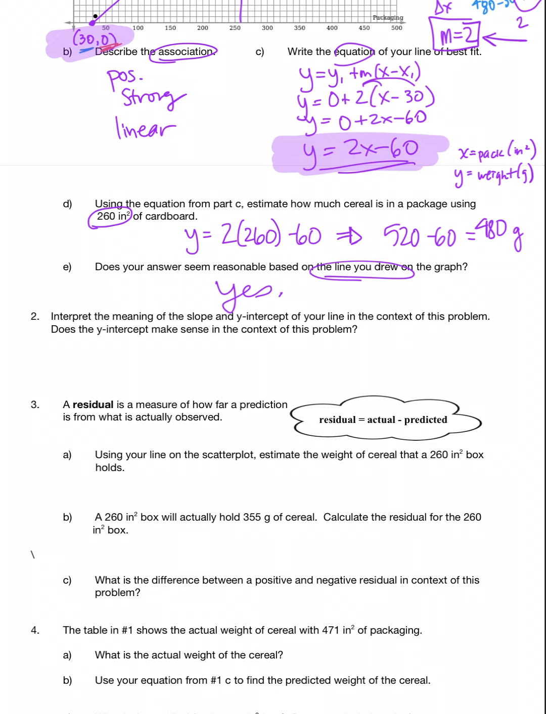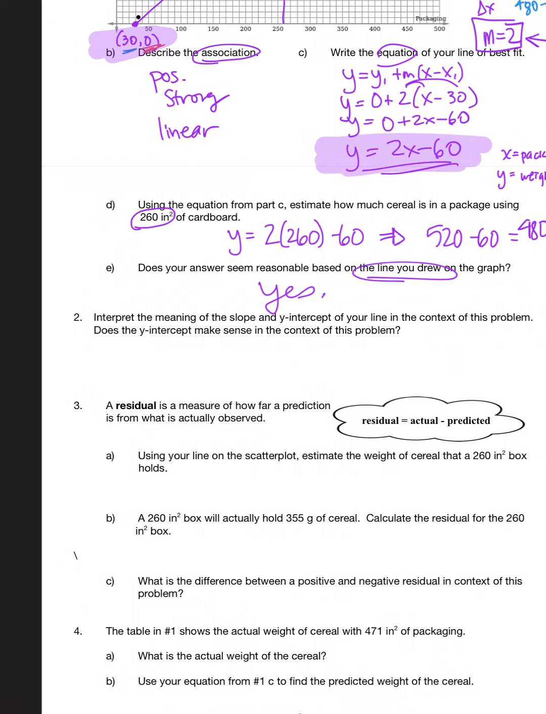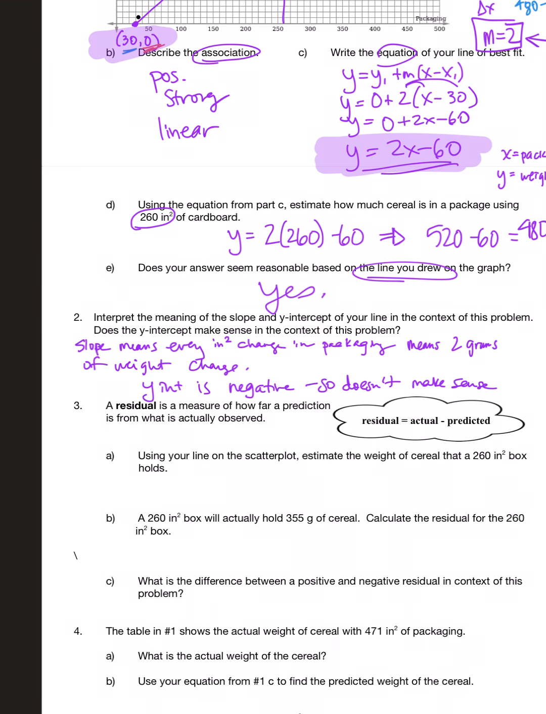Okay, so the next question says, interpret the meaning of the slope and y-intercept. So I'm going to write those in. Give me just a second, and I'll come back. All right, so the slope means every inch squared change in packaging means 2 grams of weight change. And the y-intercept is negative, so it doesn't make sense. You can't have a negative weight. And I can explain both of those further when I get back.